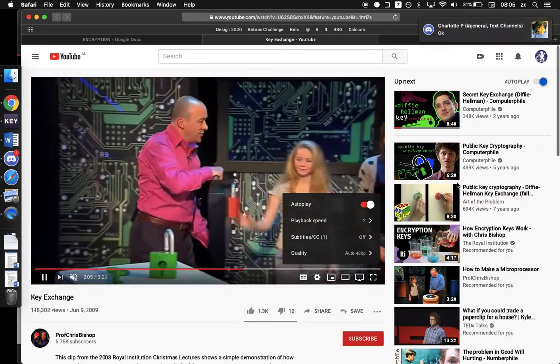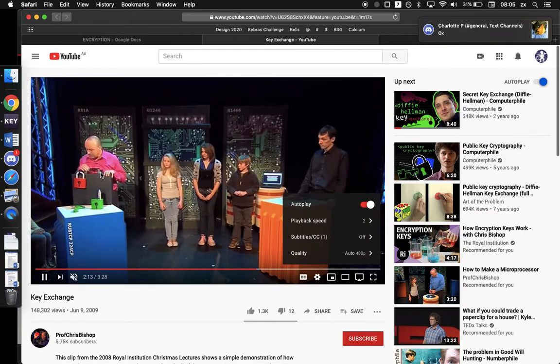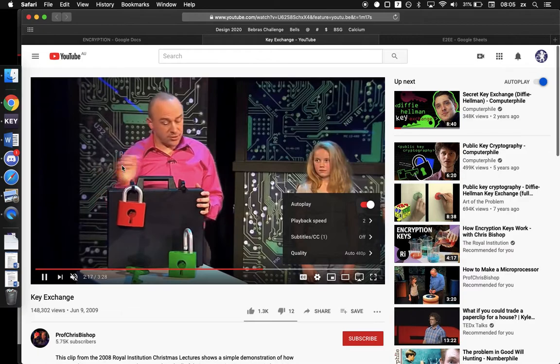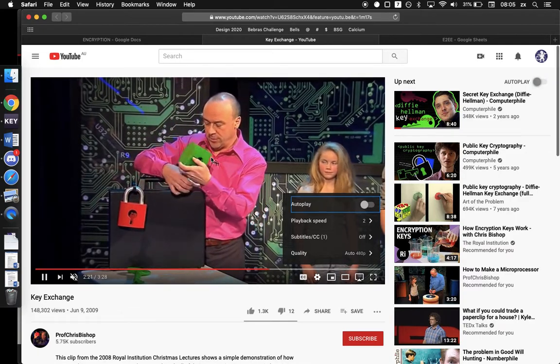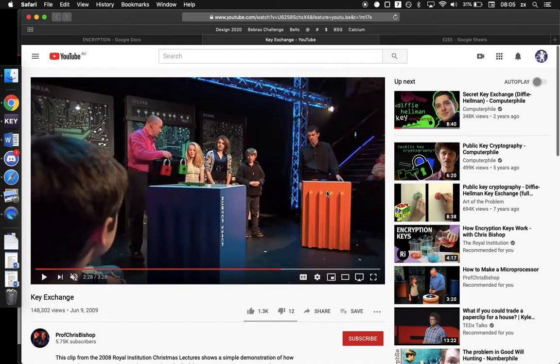The problem is that one person has the key, the guy in the black shirt has the key, and the guy in the pink shirt doesn't. So the guy in the black shirt is going to send his information, but the blue key is locked in the red padlock. Now the guy in the pink shirt has put his own padlock, the green padlock, on the box.